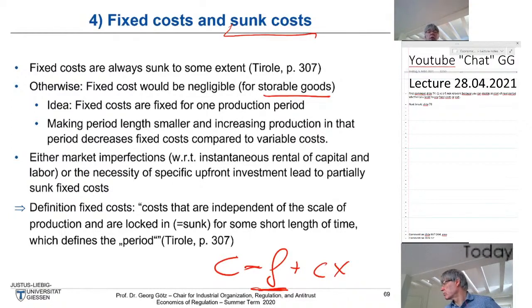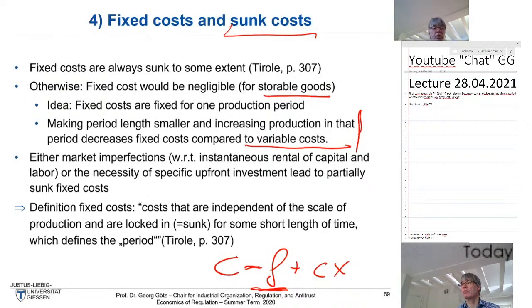And Tirole takes this to the extreme, saying, okay, just divide this period 1 into 2 sub-periods, so you save another half of these fixed costs, and then you divide it further and you save another half, and in the end you pay the fixed cost for, say, 10 seconds, and then you produce in this 10 seconds millions of output units, and you actually have hardly any fixed cost to pay. And that's exactly what I gave you here. Making period length smaller and increasing production in that period decreases fixed cost compared to variable cost.